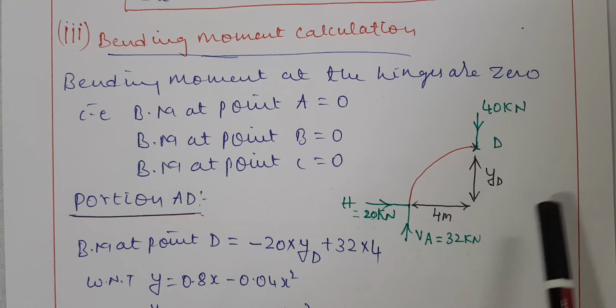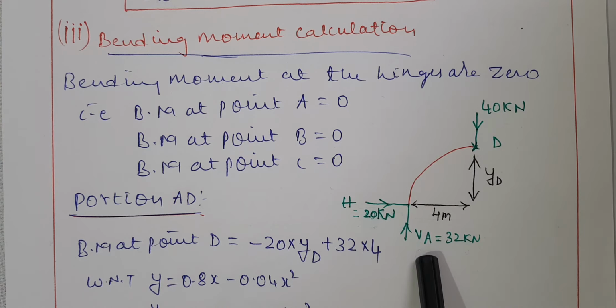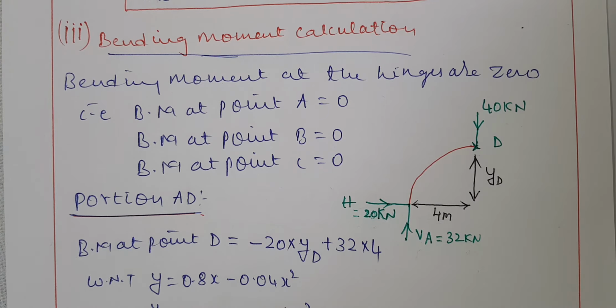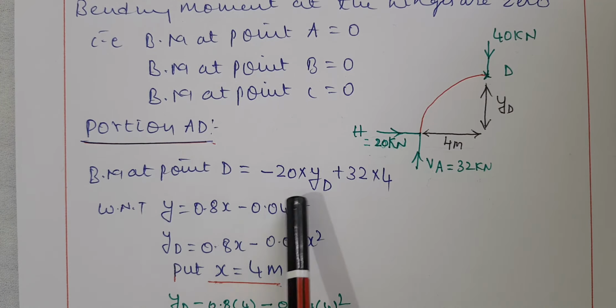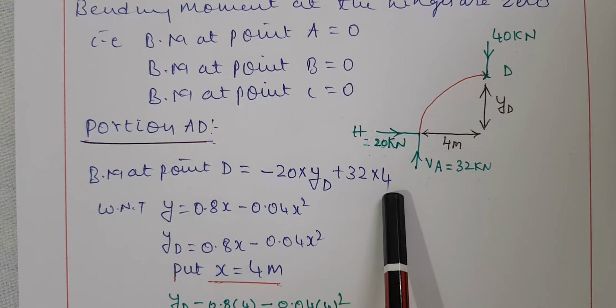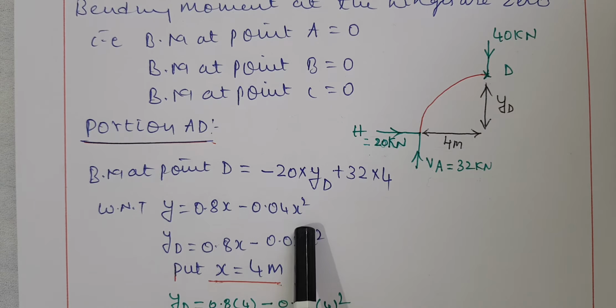For 20 kilonewton, the perpendicular distance is YD. For 32 kilonewton, the perpendicular distance is 4 meter. YD we don't know. For that we use the rise equation, which I will tell you while explaining the problem. You can see here the bending moment at point D is minus 20 into YD plus 32 into 4. Here YD is the unknown, but we know the rise equation is this.